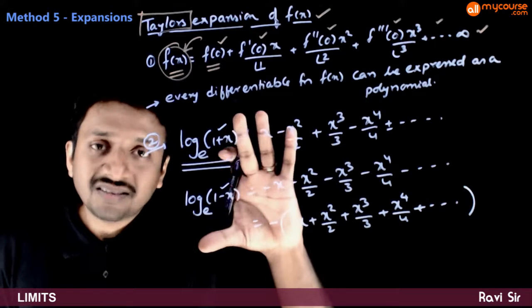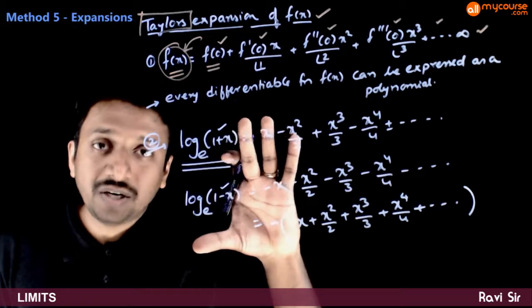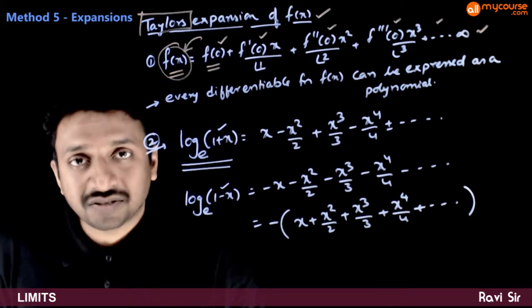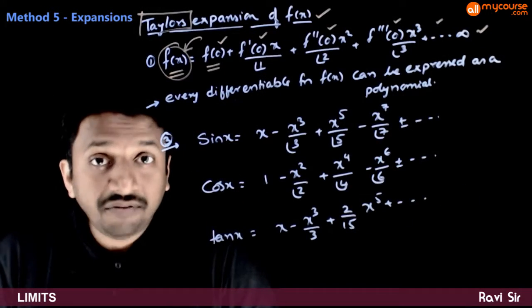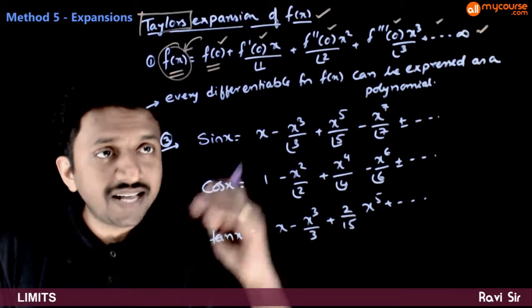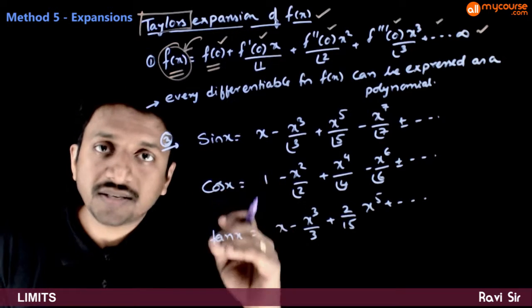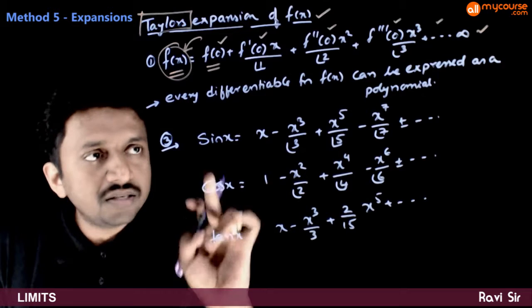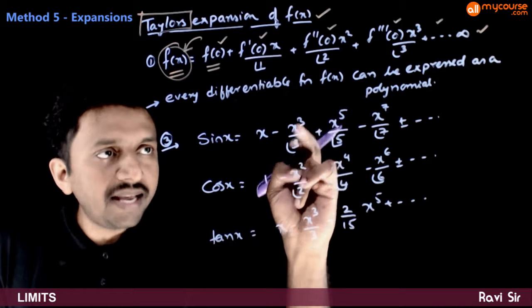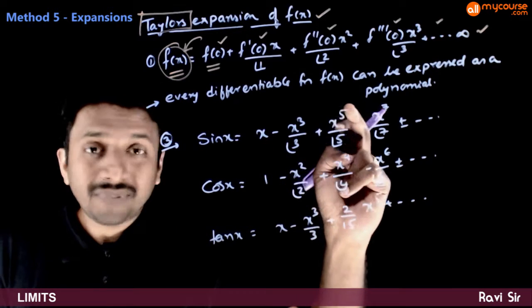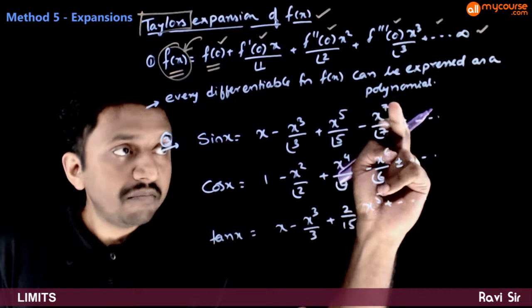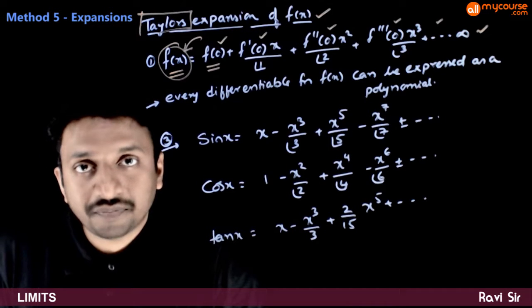So these are the two expansions corresponding to logarithmic functions. Next you have trigonometric expansions. That is the expansion of sin x, cos x and tan x. So sin x is x minus x cubed by 3 factorial plus x power 5 by 5 factorial minus x power 7 by 7 factorial.